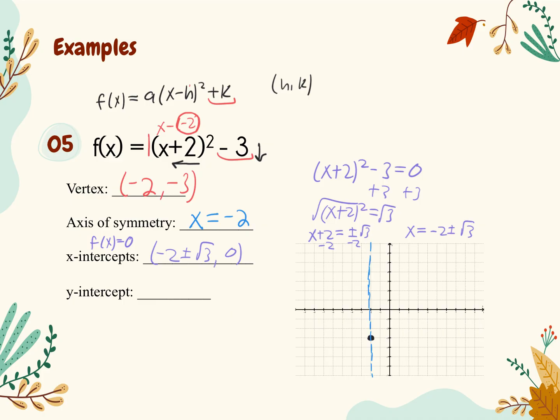To find the y-intercept, what we can do is we can plug in 0 for x. So I want to find f of 0. So f of 0 in this case is going to be 0 plus 2 squared minus 3, which is going to get you 2 squared minus 3. So 4 minus 3, so 1, right? And as an ordered pair, that's going to be 0, comma 1, right? That's an easy point to plot, so I'm going to plot that point over here.